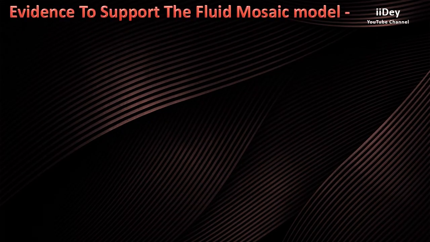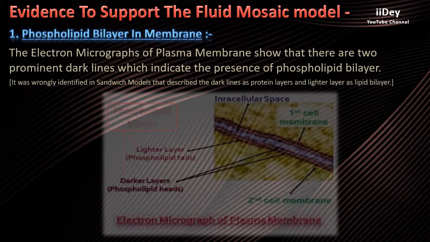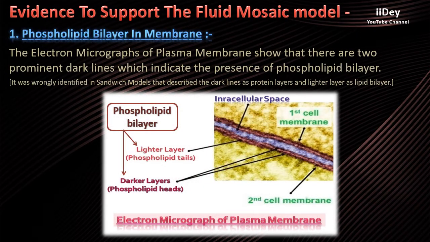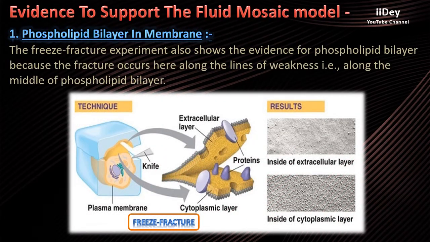There are some evidences to support the fluid mosaic model. Number 1. Phospholipid bilayer in membrane. The electron micrographs of plasma membrane show two prominent dark lines which indicate the presence of a phospholipid bilayer, whereas it was wrongly identified in the sandwich model, which described the dark lines as protein layers, and the lighter layer as lipid bilayer. The freeze fracture experiment also shows evidence for the phospholipid bilayer, because the fracture occurs along the lines of weakness, that is, along the middle of the phospholipid bilayer.